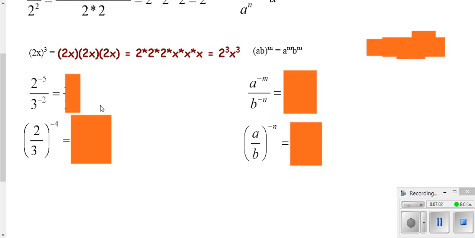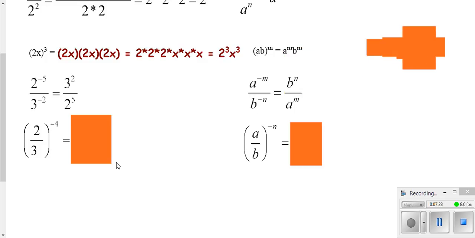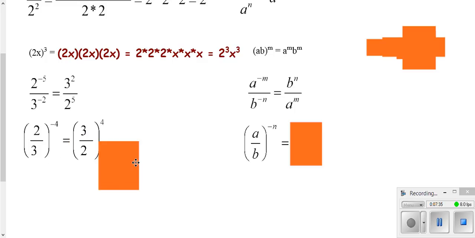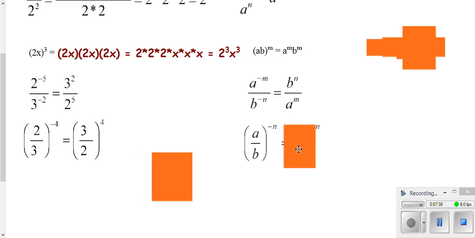Now, remember we had said earlier with negative exponents, you need to go ahead and do the reciprocal or move it to the other part of the fraction. So this 2 to the negative 5 moves to the bottom part of the fraction. The 3 to the negative 2 moves to the top part. And when you move it, your exponent becomes positive. Similarly over here, you move the a to the negative m to the bottom, b to the negative n to the top. If the whole thing has a negative exponent, you can just flip the whole fraction upside down and then leave your exponent. And that's what this is saying right here.